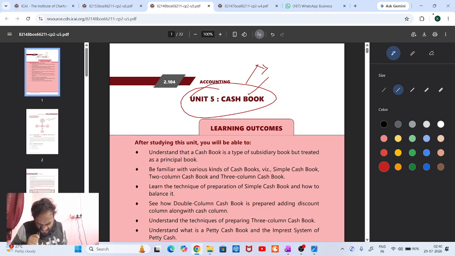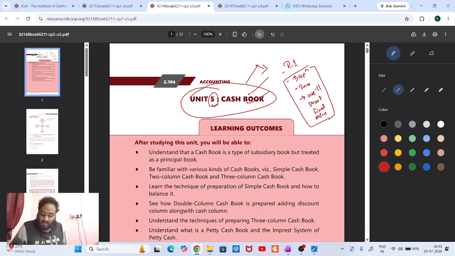Since the time is 2:40, I'm going to wrap this session with Unit 5 cash book. And tomorrow I'm going to cover the rectification of errors, which I have already prepared to teach you, then depreciation, inventory, and lastly we will start final accounts. Tomorrow these are the topics we are going to complete, at least this.